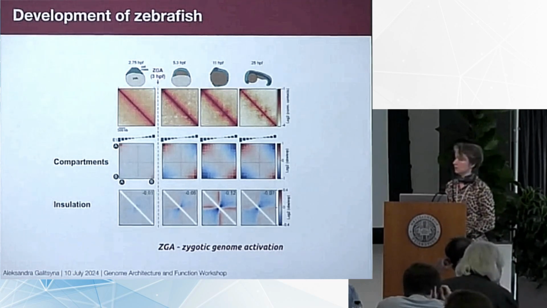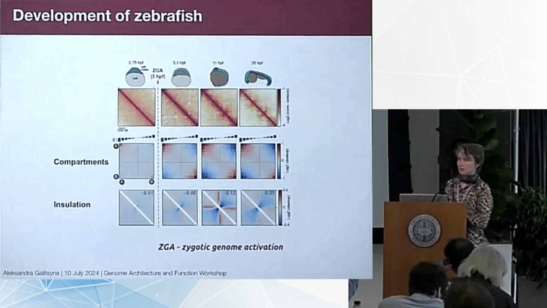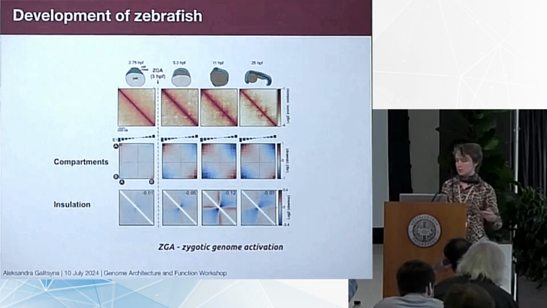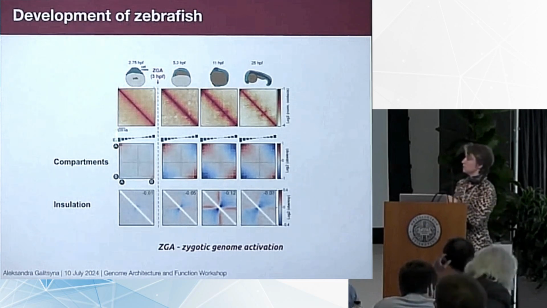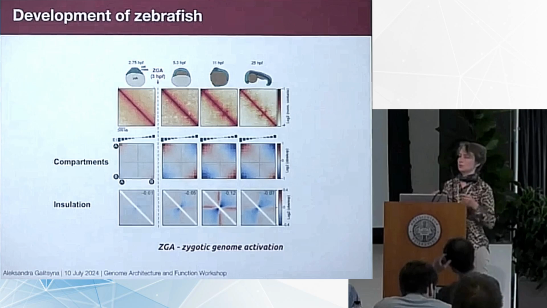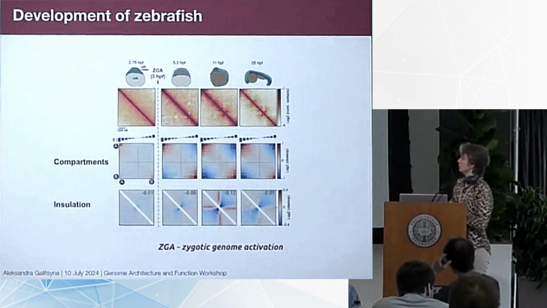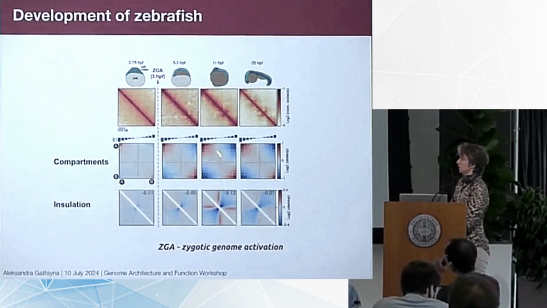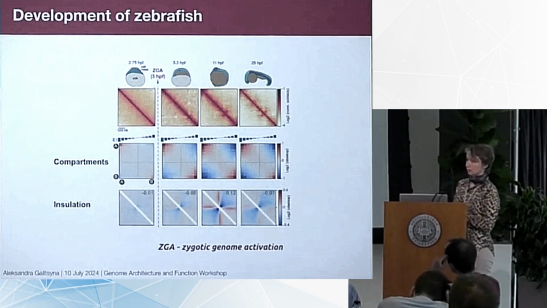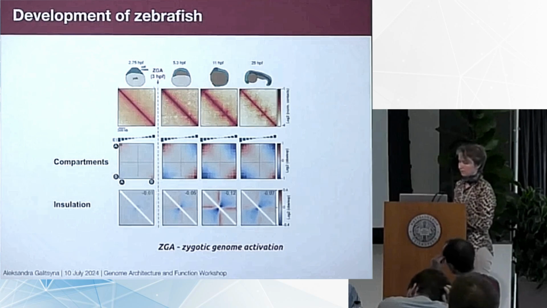And our collaborators from Germany performed experiments before and after ZGA, and then at several time points after ZGA. And they saw that before zygotic genome activation, the genome is not folded into any particular structures. It's just a plain diagonal, featureless. And then after ZGA, you get the emergence of typical features of chromatin that we also see in regular cells, such as compartments and insulation. And then these features become even more pronounced in further development.